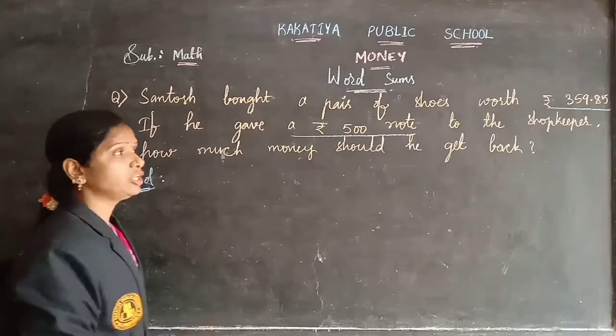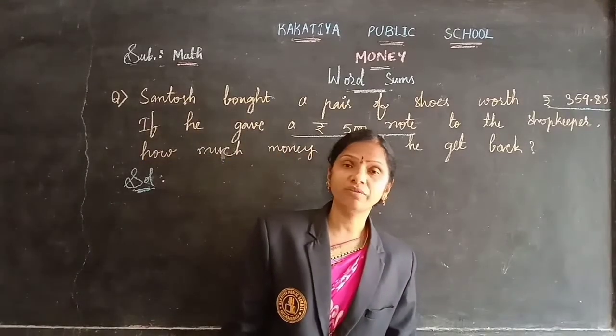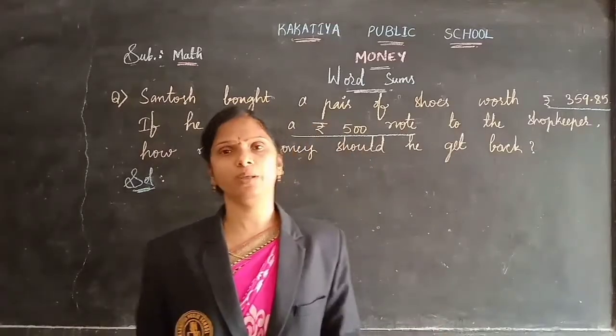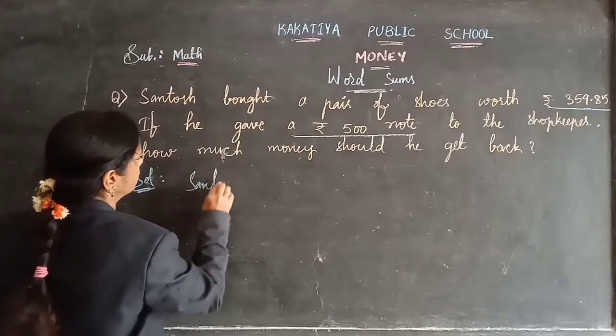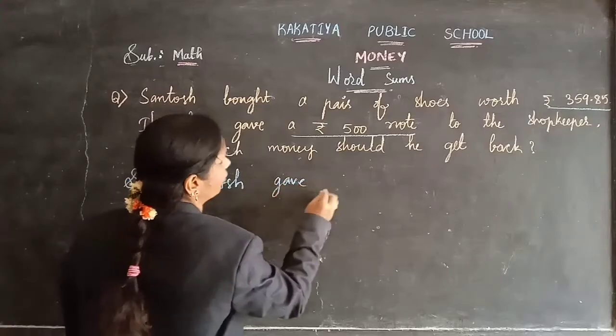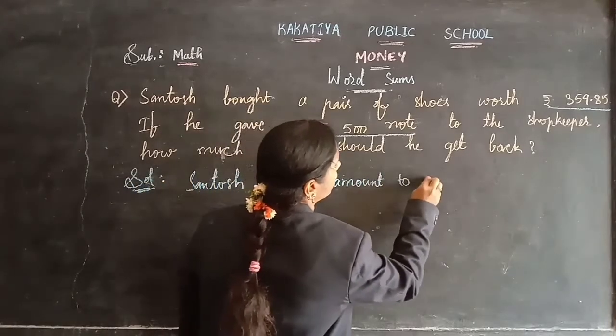Now, first, when you are doing the subtraction, which number do you need to take first, children? The first should always be the bigger number, which is 500 in this problem. So what do you write here? Santosh gave amount to the shopkeeper.